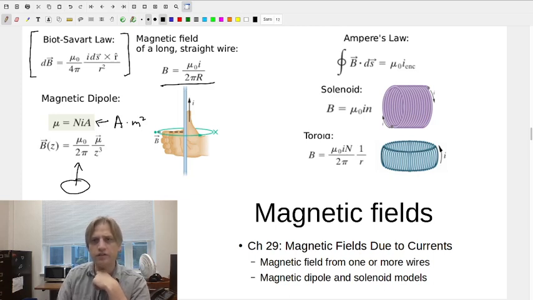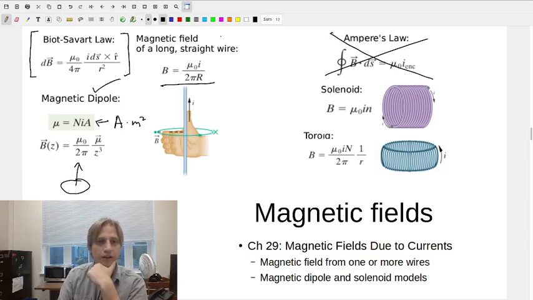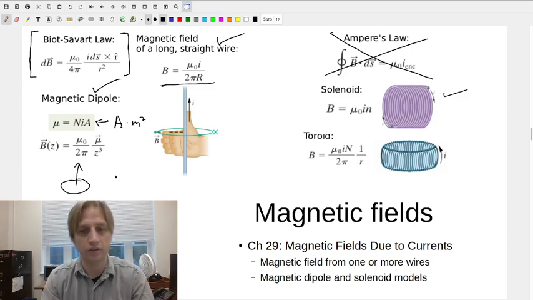We also developed Ampere's law, which gave us some tools for solving for the magnetic field around a loop in terms of the current that was enclosed inside of that loop. So we did a loop integral, and that allowed us to solve for a couple of different situations, the solenoid and the toroid. I am not going to give you any problems on the test that require you to use Ampere's law. I will give you problems that require you to use the magnetic dipole model, the magnetic field of a long straight wire, and I would also expect to see the solenoid on your test.